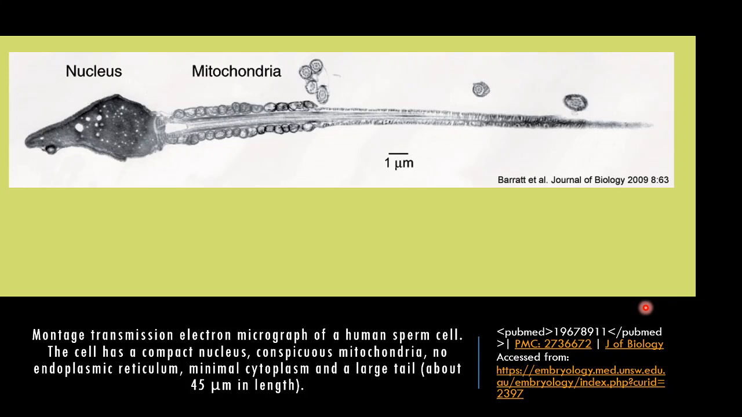This is the transmission electron micrograph of a human sperm cell. Here you can see the nucleus, the acrosome. These are the centrioles that are present. These are the mitochondria around it, along with outer dense fibers, the axoneme forming the tail, and the end piece.